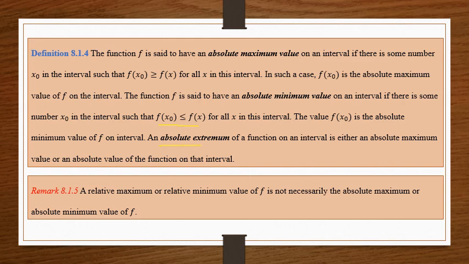So, an absolute extremum, meron din tayong na-mention kanina na relative extremum. Dito, an absolute extremum of a function on an interval is either an absolute maximum value or an absolute minimum value of the function on that interval. So, we have a remark here: a relative maximum or relative minimum value of f is not necessarily the absolute maximum or absolute minimum value of f. So please take note of that. Hindi necessary na si relative max or relative minimum is yun din yung absolute max or absolute minimum. Though, parehas lang sila ng definition.